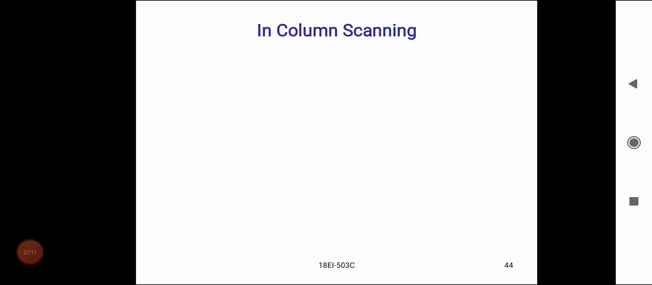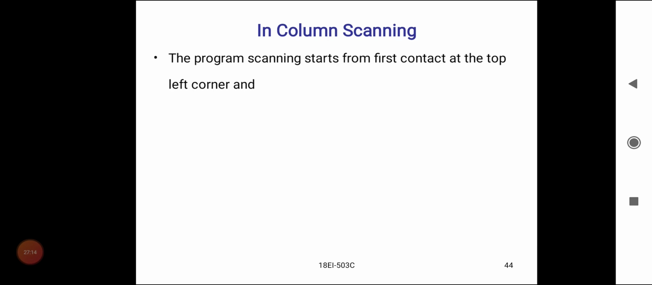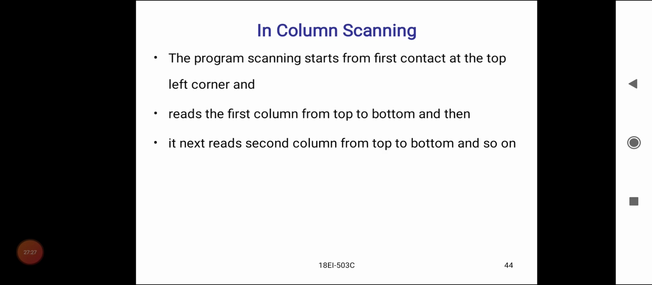In column scanning, the program scanning starts from the first contact at the top left corner and reads the first column from top to bottom, and then it reads the second column from top to bottom, and so on. Example, Modicon PLCs.